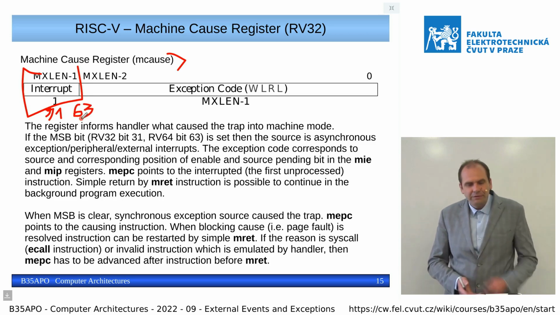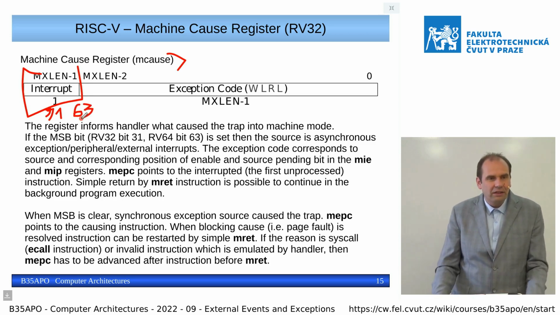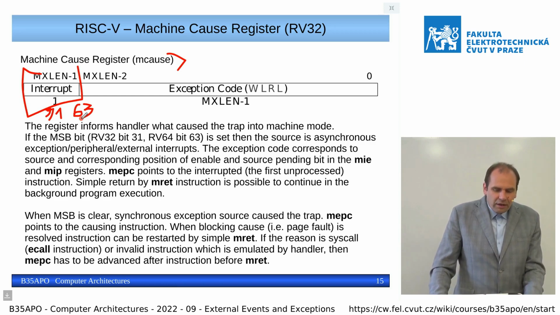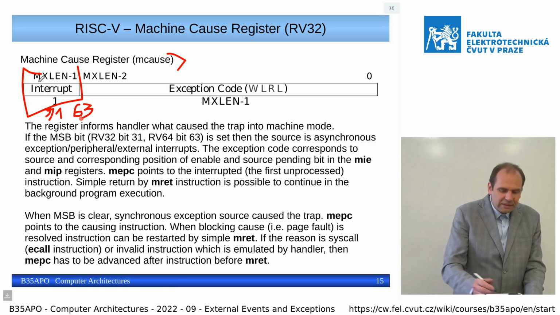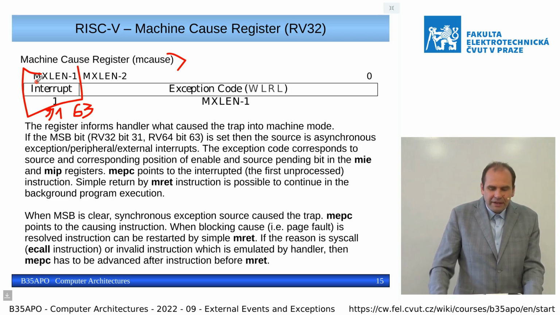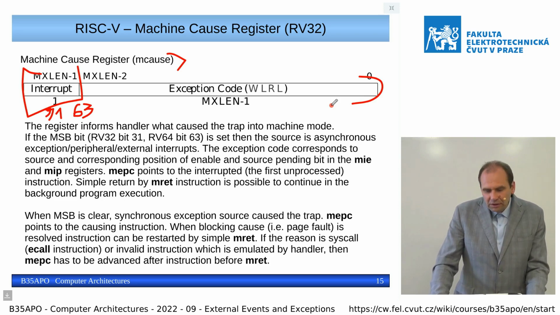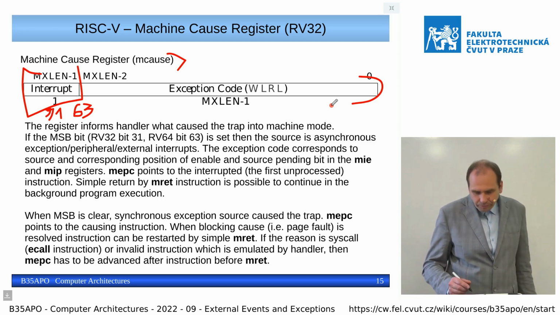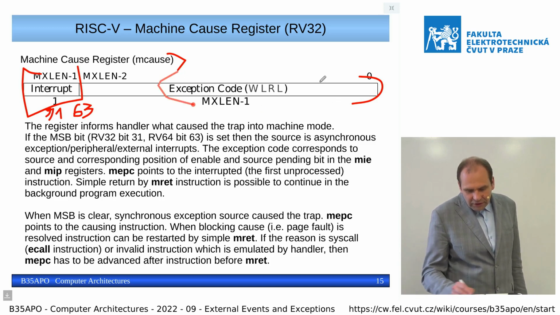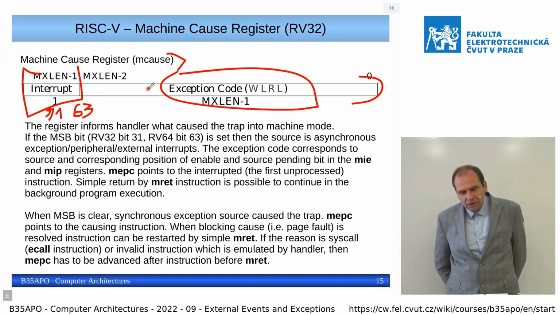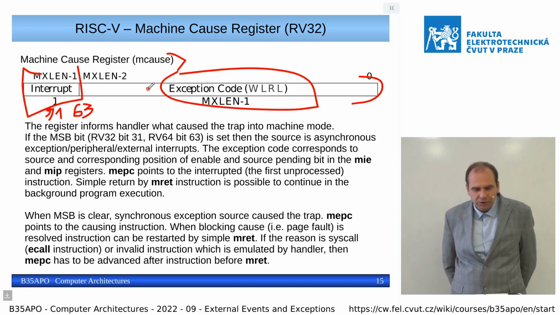Then this bit informs whether it is an internal or external event, an asynchronous event. Why bit 31? Because you can easily compare the register against 0, and if it is negative, then you know that it is an interrupt, and if it is positive or 0, then you know that the source is a synchronous exception. And the rest of the register holds the value which informs about the exception code.